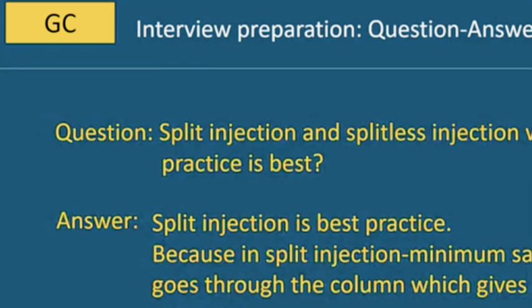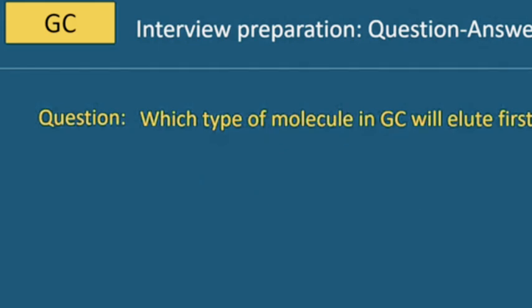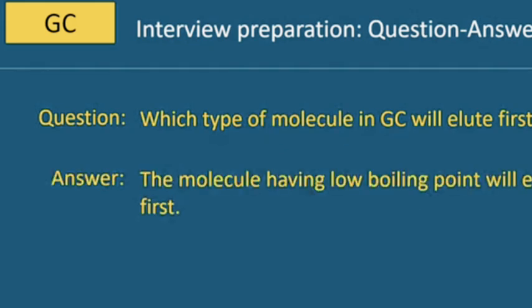Next question. Split injection and splitless injection, which practice is best? So split injection is best practice because in split injection minimum sample goes through the column which gives higher accuracy. Which type of molecule in GC will elute first? The molecule having low boiling point will elute first.